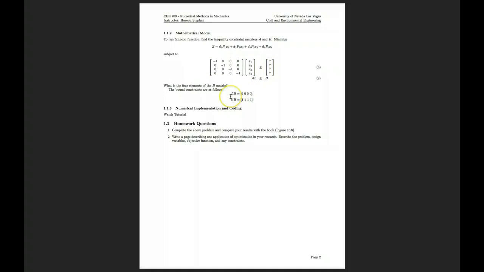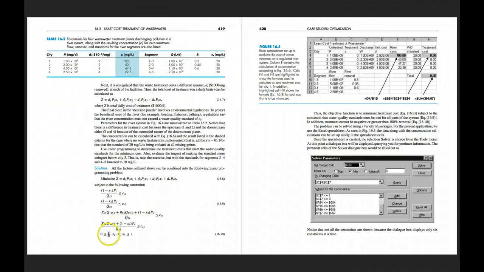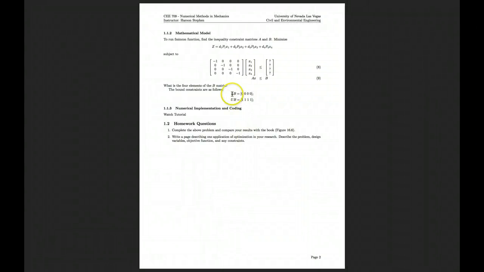And then in this case, we also have a lower bound and upper bound constraint. If you look at the problem, the x1, x2, x3, x4 has to lie between 0 and 1. And that's how you will specify the lower bound and upper bound values in the fmin_con when you run it. So based on that, for your homework, you're going to complete this problem and find out if you're getting the same value as the book, or you're getting a different value.